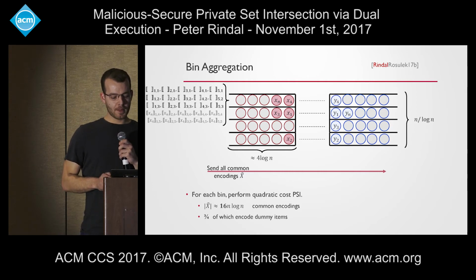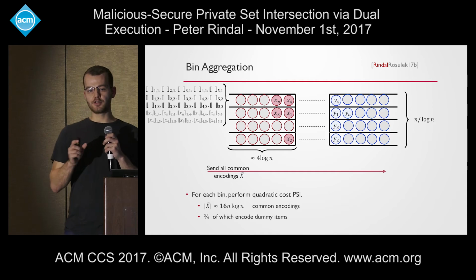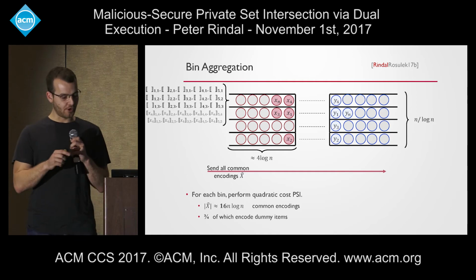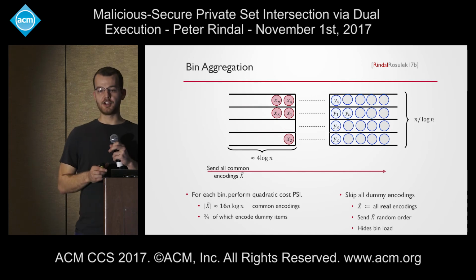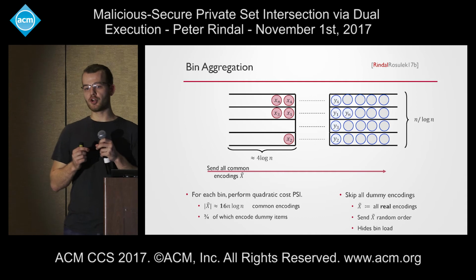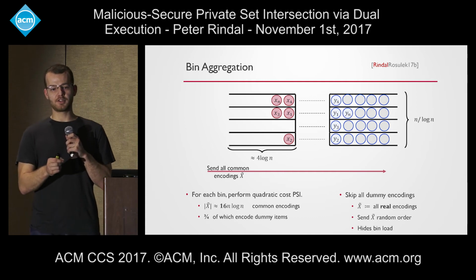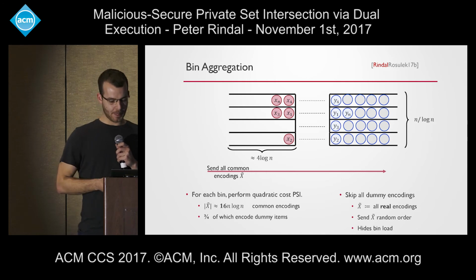And to do this, first we have the sender simply not compute them. But if we just sent over these encodings, it would reveal the load of any given bin. And so we first define this X tilde term as all the real encodings, as I just said. But now, crucially, we randomly shuffle all these encodings together so that there's no correlation between a given encoding and the bin that it was in. So now they can't correlate these things and figure out how many items are in a given bin. And by doing this, we get a 4x improvement in communication and running time, which turns out to be very crucial.